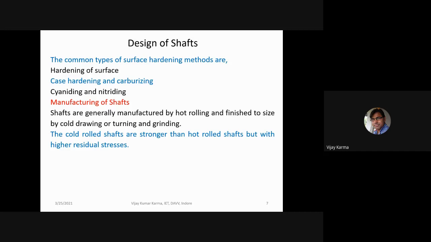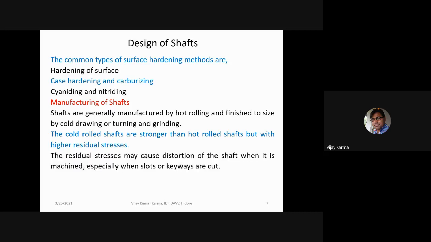Cold rolled shafts are stronger than hot rolled shafts, but they have higher residual stresses, and the residual stresses may cause distortion of the shaft when it is machined, generally when cutting the keyways or the slots. And larger diameter shafts are manufactured by the forging method, and then size is obtained by turning the shaft on a lathe.